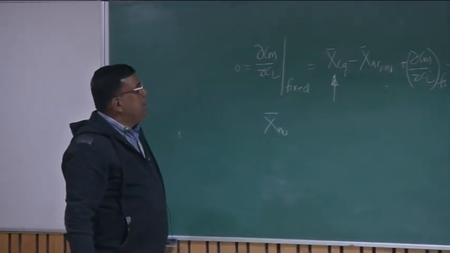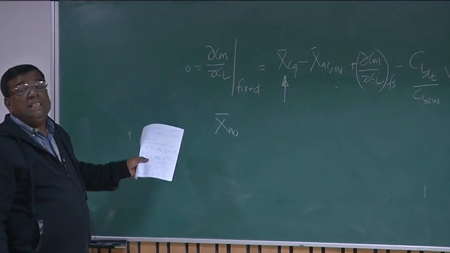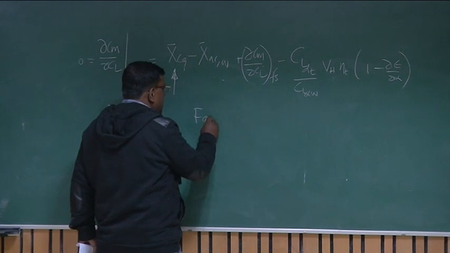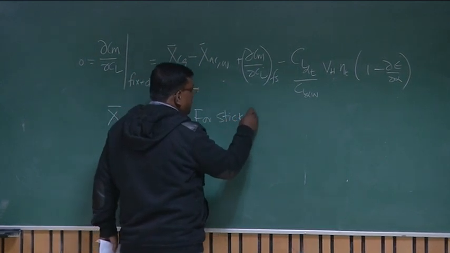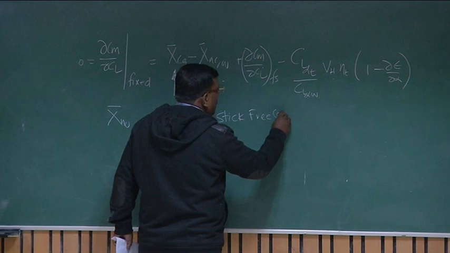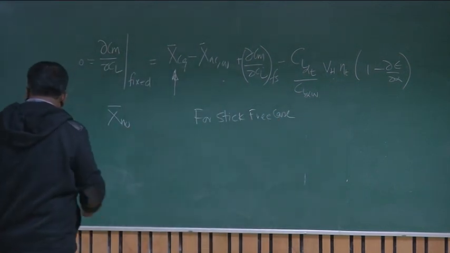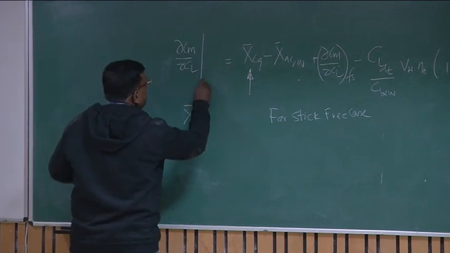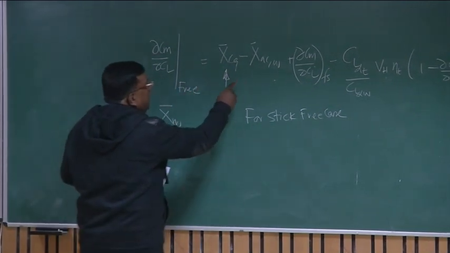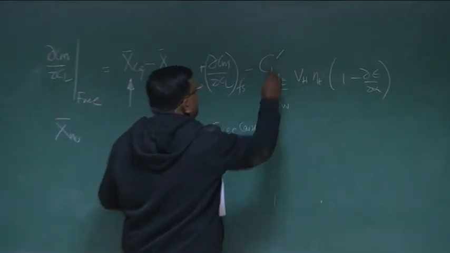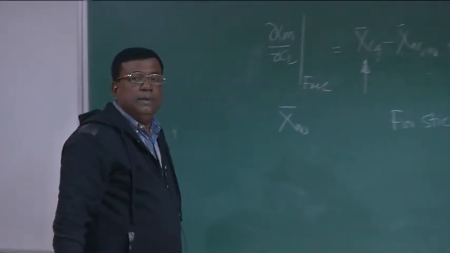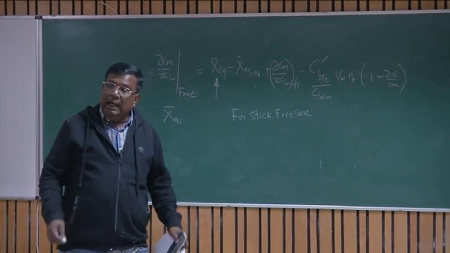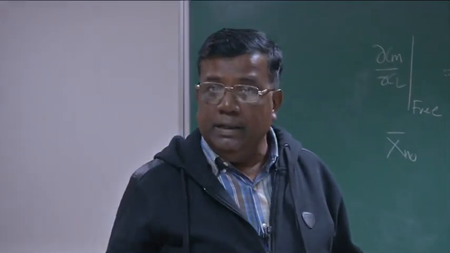That is how you got the expression for X naught stick fixed. Now similarly for the stick free case, what will be your expression for dCm by dCL? What will be the expression for stick free? You are now experts. It will be all the same except here CL alpha T prime. And you know the CL alpha T prime is nothing but CL alpha tail into F. And F also you know how to expand it, right?